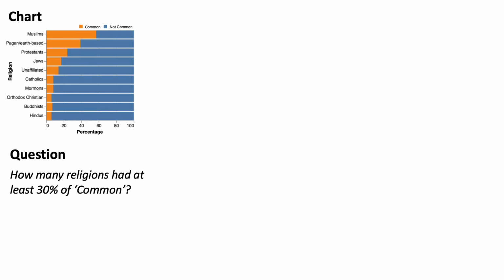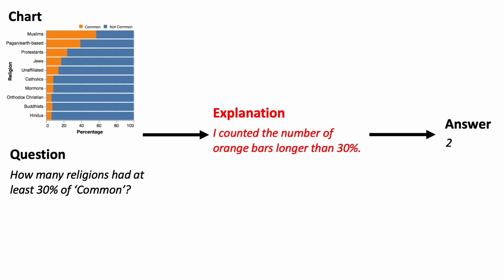Finally, I'll share some thoughts about future directions. Let's look again at this chart, this time with the question, how many religions had at least 30% of common? The answer for this question is 2. And the visual explanation, I counted the number of orange bars longer than 30%, is one way to shine light on what happened in the middle, and there are other ways we have not explored.